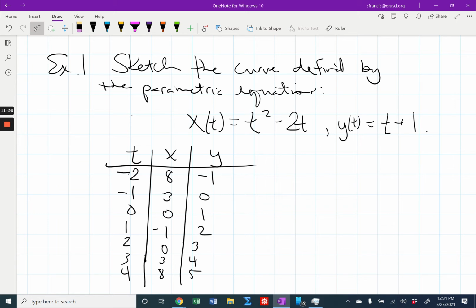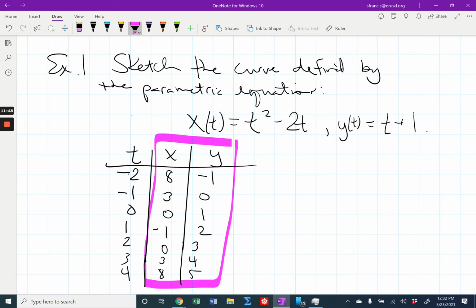Now I could do that by creating a table, and I could let t vary for different values. Now I have no restrictions on x or y, so there really is no restriction on t, so I'm just choosing some numbers around 0. Take those values, plug them into the x function, plug them into the y function, calculate x and y, and then of course I would just graph this set of points. I would not graph t in the picture. Okay, I would just graph those points.